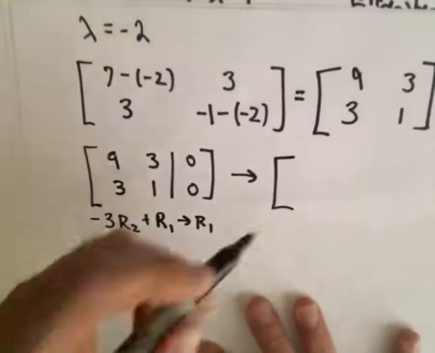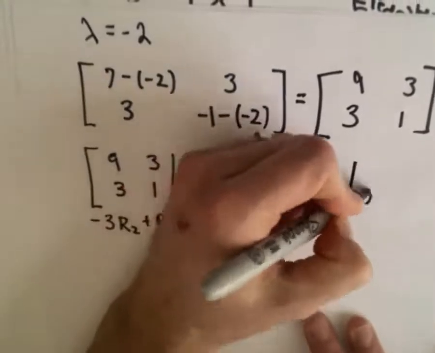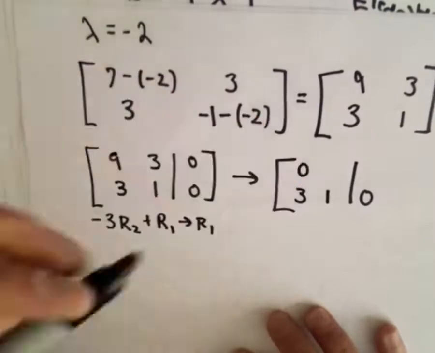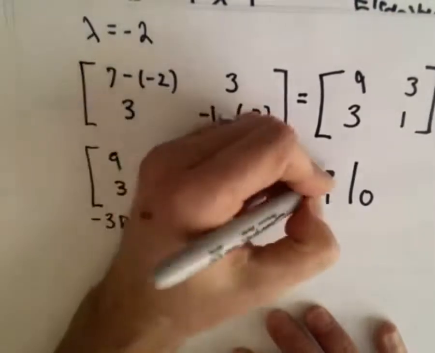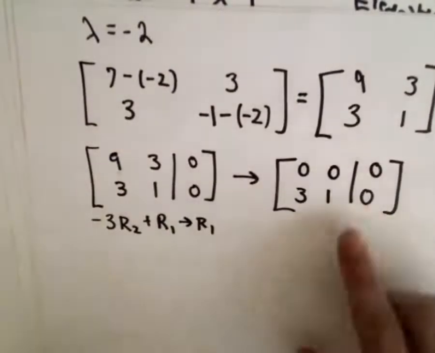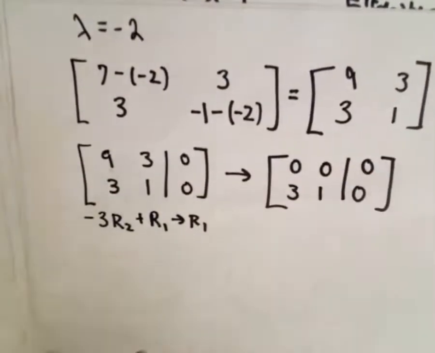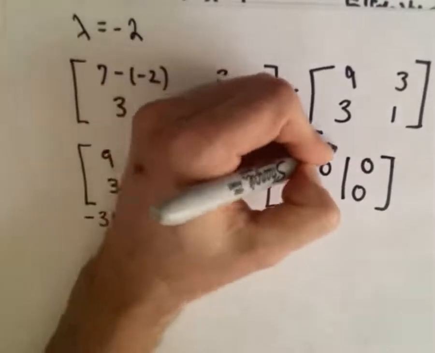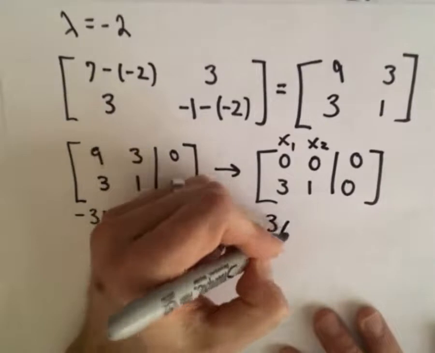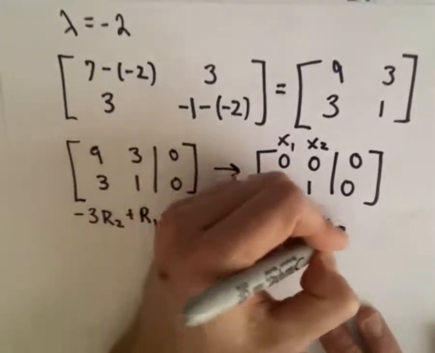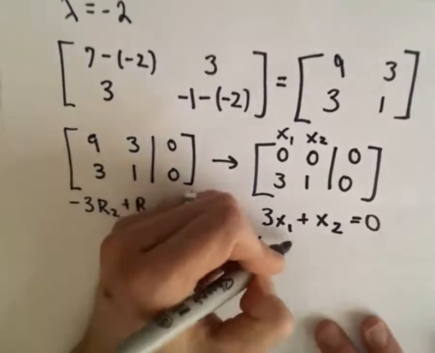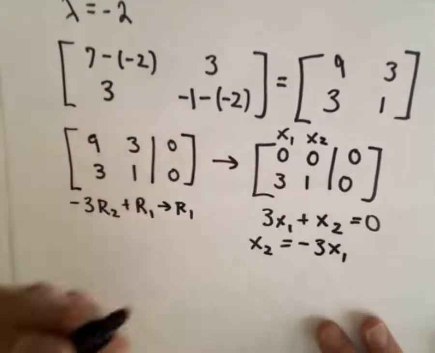So if we do that, row 2 is not going to change. And again, you can check: -3 times 3 plus 9 will give us 0. -3 times 1 plus 3 will give us 0. We'll still have a 0. Zeros at the top right. Again, this corresponds to x1 and x2. So now we can write our equation. We've got 3x1 plus x2 equals 0. Or equivalently, x2 equals -3 times x1.